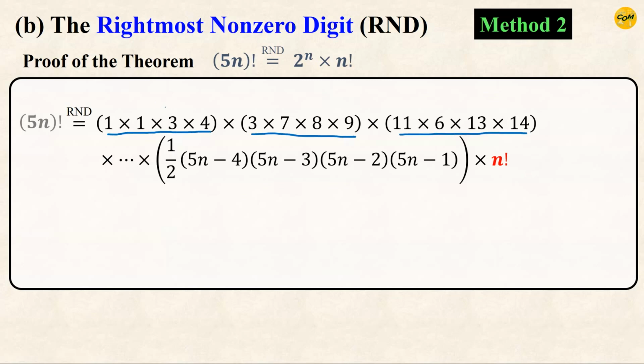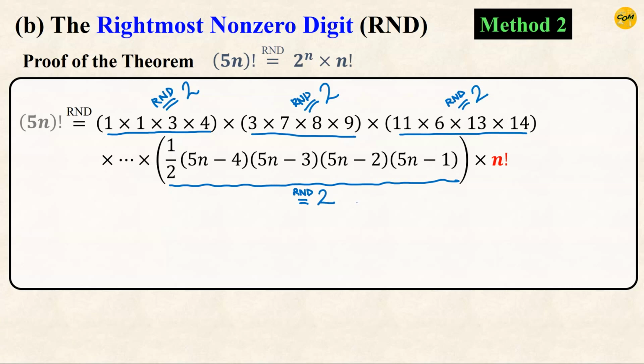It is easy to find that 1 times 1 times 3 times 4 has the rightmost non-zero digit of 2, and 3 times 7 times 8 times 9 also has the rightmost non-zero digit of 2, and same goes to 11 times 6 times 13 times 14, and for the last part, we can make an educated guess that this part also has the rightmost non-zero digit of 2. I know that this is not the strictest proof, but like I said, I don't want to make this already lengthy video lengthier, so let's just move on to the next part, which is this n factorial.